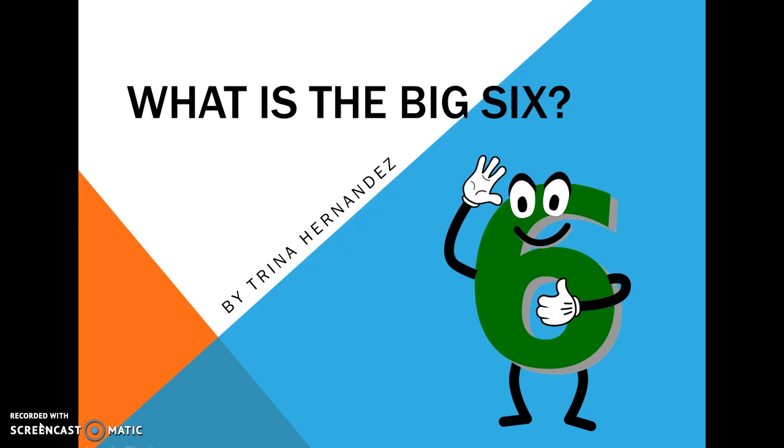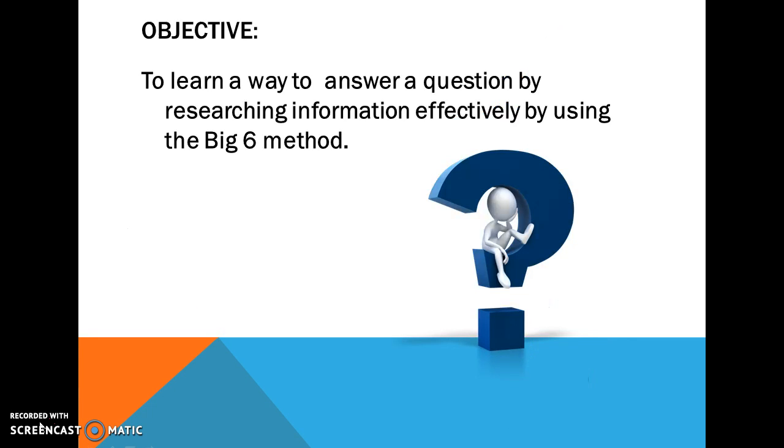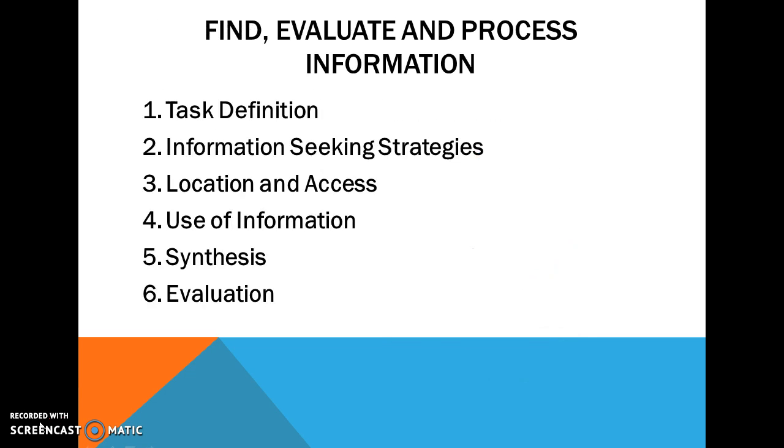And so one of the things I want to introduce to help you with this research project you're going to be working on is something that I refer to as the Big Six. The Big Six was created by two gentlemen by the names of Michael Eisenberg and Robert Berkowitz. And so part of this online lesson that your teacher is going to be running for you today, I have a very simple objective, and that is for you to learn a way to answer a question by researching information effectively by using this Big Six method.